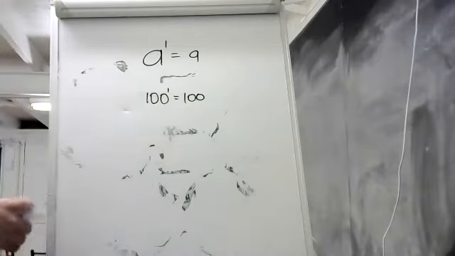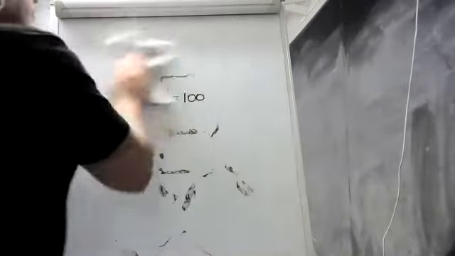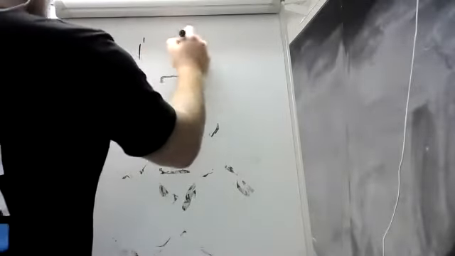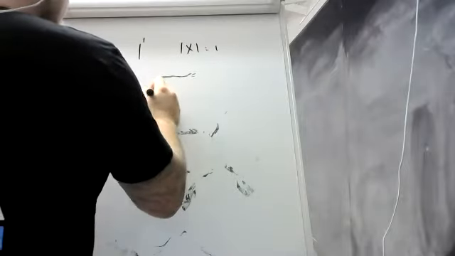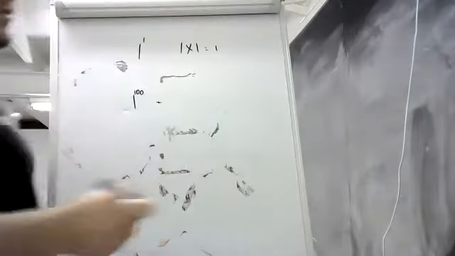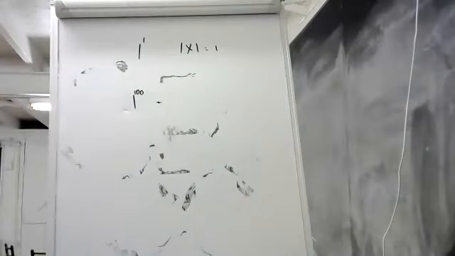What about 1 to the power of anything? It's just always 1. So 1 to the power of 1 is the same as 1 times 1, always equals 1. 1 to the power of 100 is 1 times 1, 100 times, which is still just going to be 1.